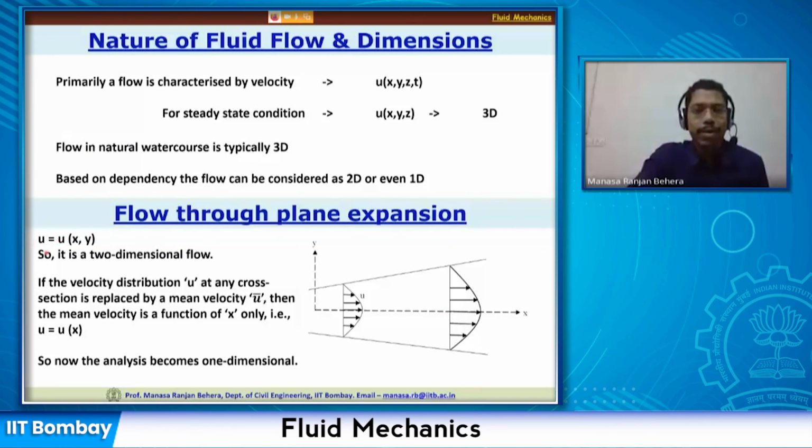Now I can define the velocity u as a function of x and y. So u is going to vary in the x direction as well as in the y direction. And in the z direction, because it is uniform and the same plane is continuing, there is no change. So it is now a 2D problem.